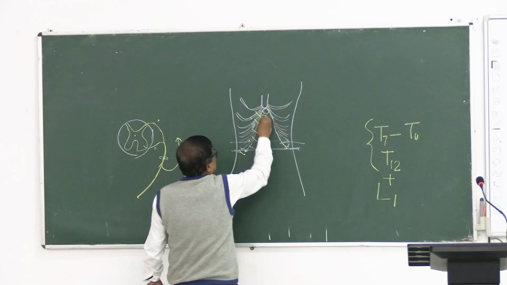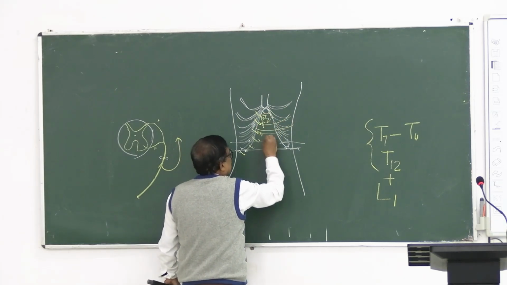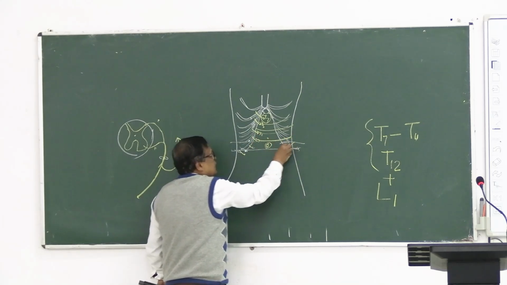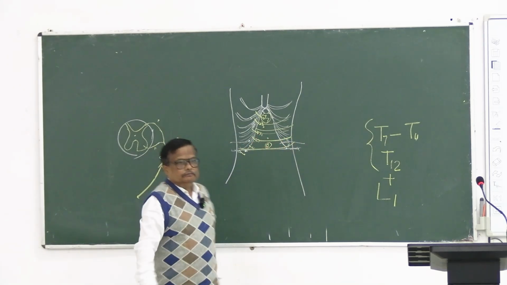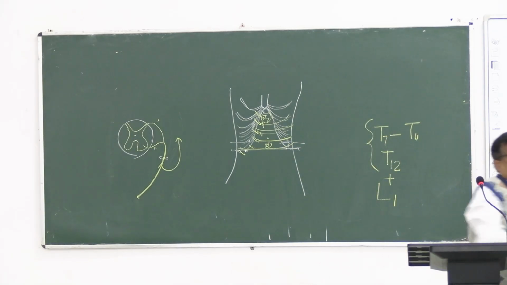And they supply accordingly. T7 supplies this area, T8 supplies this area, T9 this area, and the most important is the umbilicus or navel. T10 supplies the umbilical region. Thoracic 10 supplies the umbilical region.